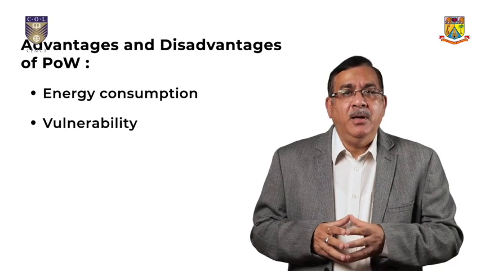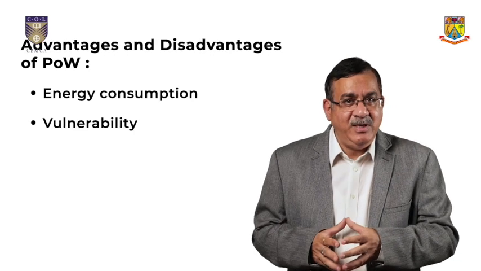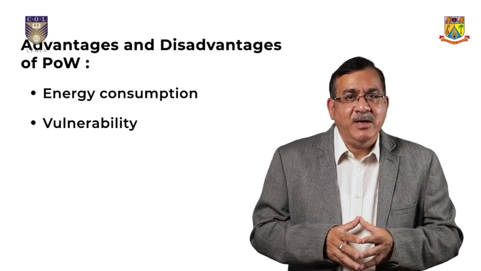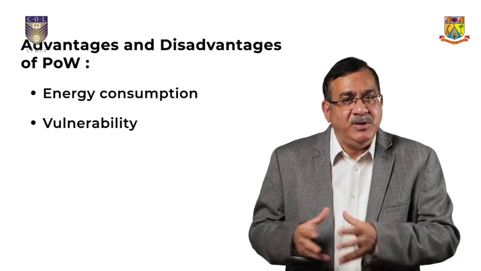Vulnerability. POW consensus is vulnerable to a 51% attack, which means, in theory, dishonest miners could gain a majority of hashing power and manipulate the blockchain to their advantage.